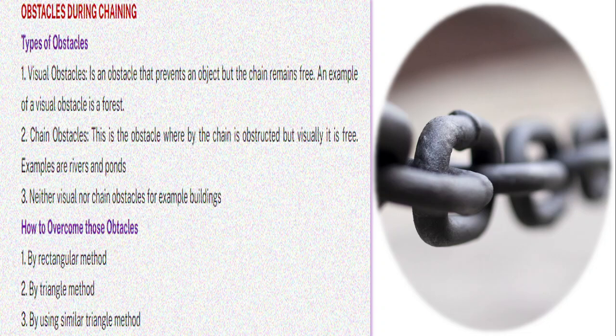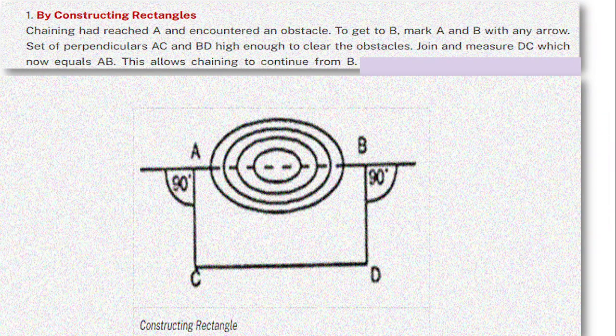Now, there are three common ways of overcoming these kinds of obstacles. The first one is the rectangular method, also the triangular method, and the similar triangles method. In this session, I'll talk about the rectangular method, which is commonly used and easy to carry out to overcome these obstacles. Here we construct rectangles just to overcome the chaining obstacles.